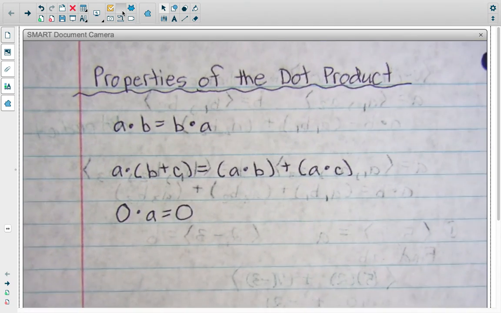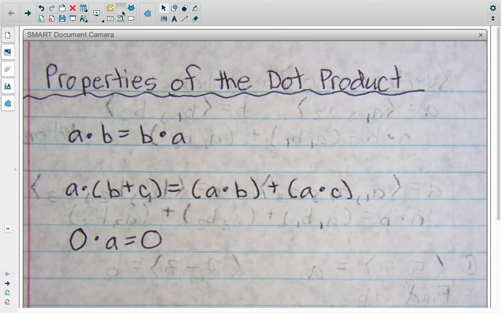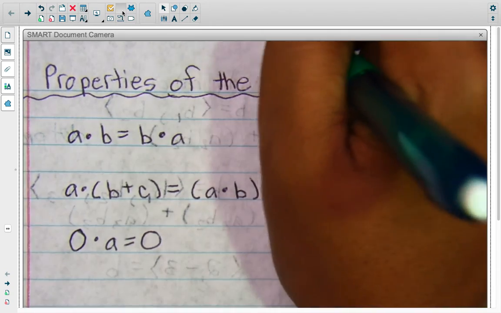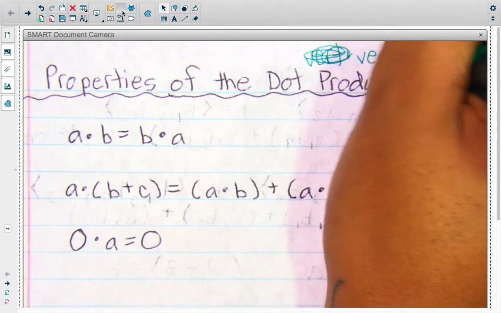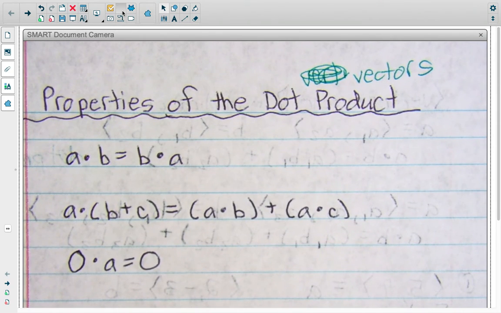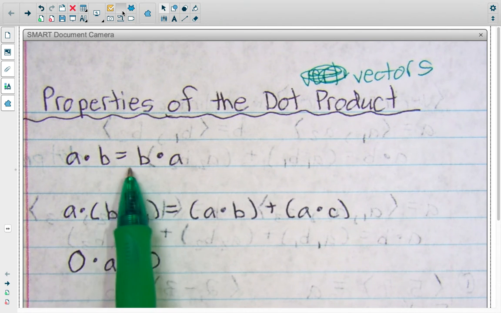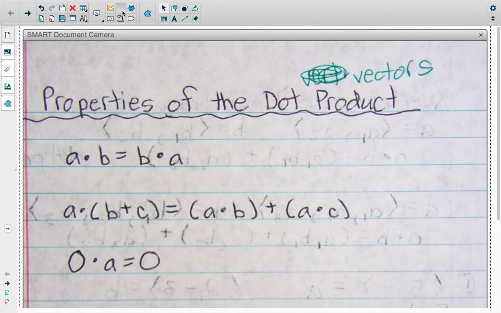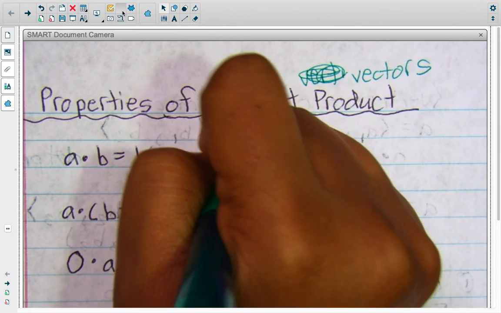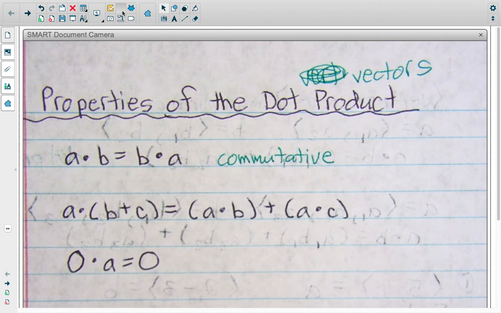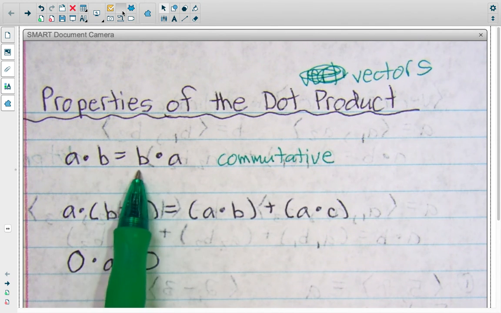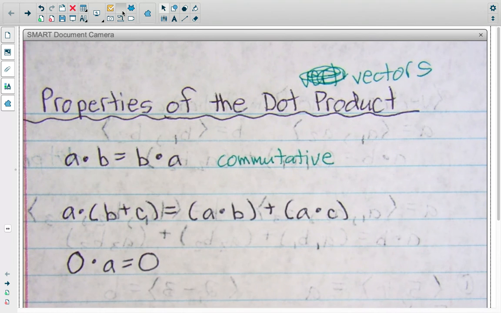Before we end, I just want to go through and take a look at some properties that are true for a dot product and vectors. So if I do A times B, that's going to give me B times A. That's going to be the exact same thing. So we call that the commutative property. So 5 times 3 is the same as 3 times 5. So when you're multiplying vectors, they are commutative. So the first vector times the second vector will give me the second vector times the first vector.